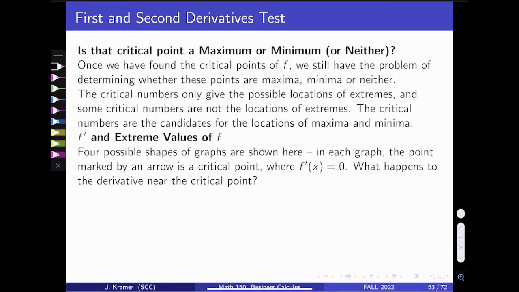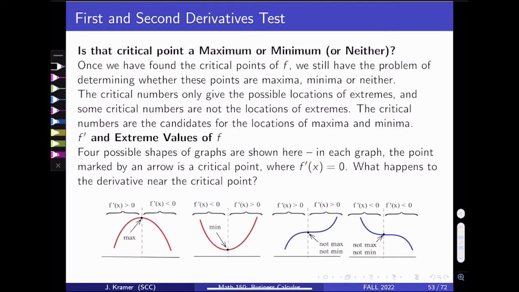F prime and extreme values of f. There are 4 possible shapes of graphs shown here. In each graph, the point marked by an arrow is a critical point where f prime of x equals 0. What happens to the derivative near the critical point? So we have this point identified in each graph.